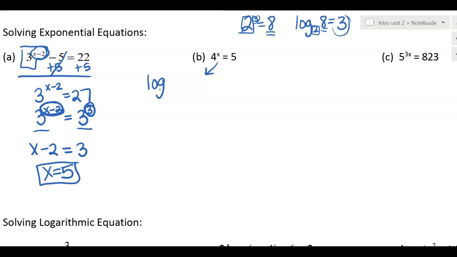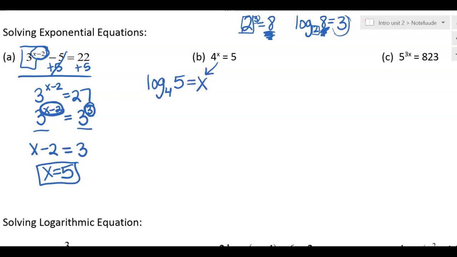What's the base that goes with this logarithm based on the exponential form? 4. So 4 is the base, so it's the base of the log. What else goes in the logarithm? Right, and if you don't know, you look back right here, right? The number inside the logarithm was the answer to the exponential part. So this would be 5. And then the exponent goes on the other side of the logarithmic equation, equals x.